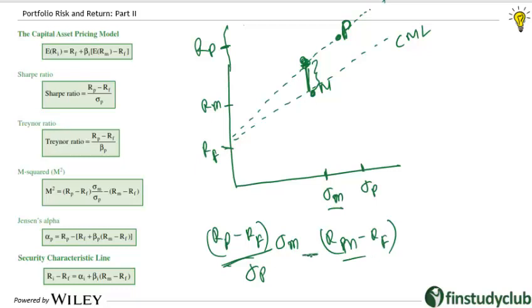And then take the difference between the two, Rp minus Rf by sigma P into sigma M minus Rm minus Rf. This gives me M-squared. So this is another performance measure that we should look at, and you see that here the risk that is being taken into account is the total risk.